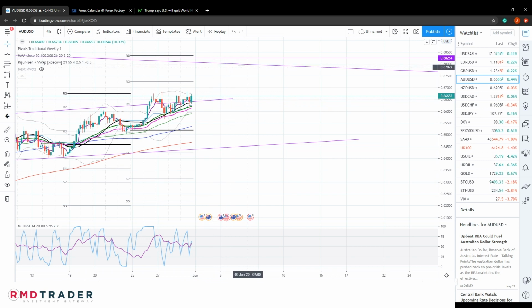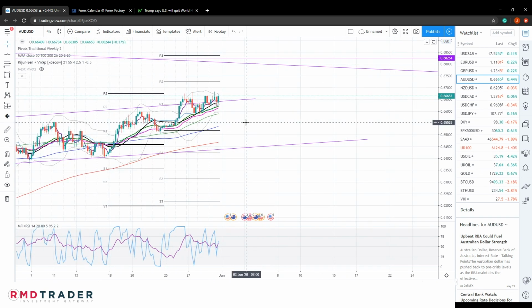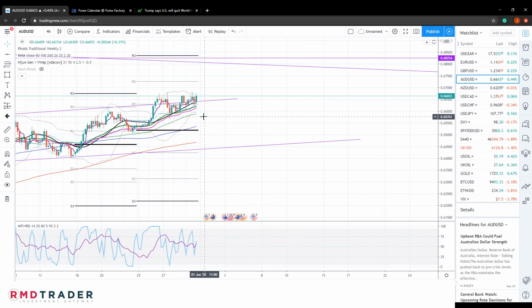Looking at an alternative scenario of price moving lower, it's possible that if price would break below this, let's call it the previous low of latter part of last week, low sitting at 0.656. If price were to break below this, we can look at price finding some support around about last week's pivot.